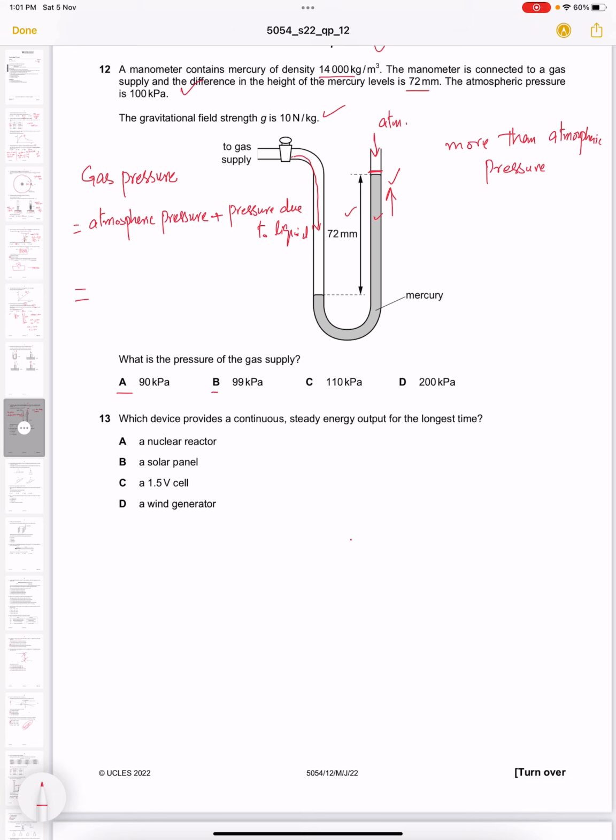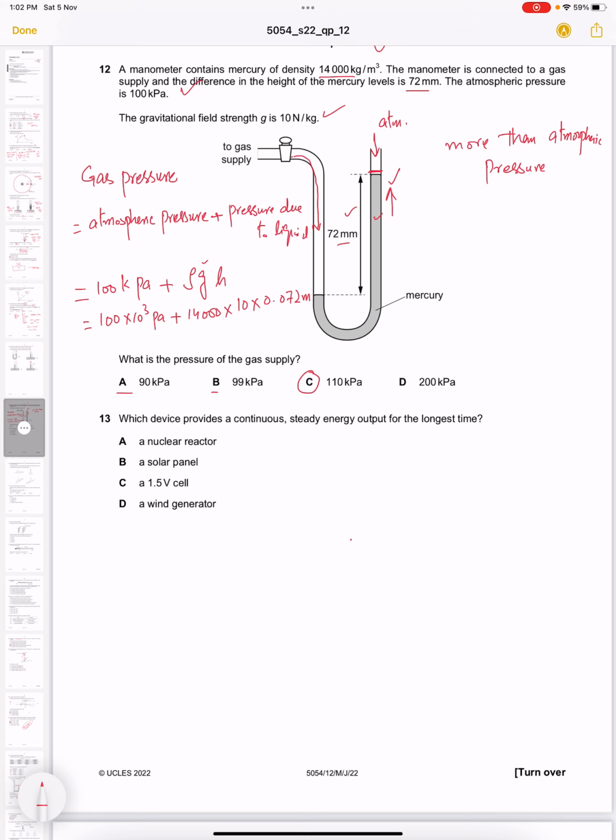So let's use this relation, atmospheric pressure, which is 100 kilopascal, plus pressure due to liquid. We use the formula rho g h, density multiplied by gravity multiplied by height. So 100 kilopascal is basically 100 times 10 to power 3 pascal, plus density, which is 14,000, the value of g, which is 10, and height 72 millimeters. So 72 millimeters is 0.072 meter. Convert to standard units. So when we solve these quantities, we get option C, the correct one, around 110 kilopascal.